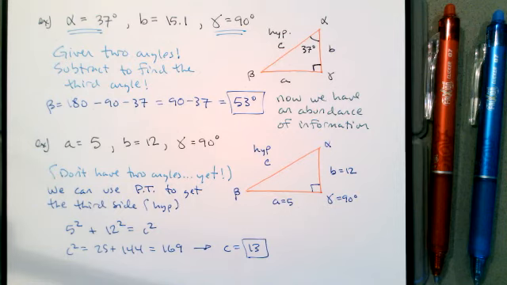Now we have an abundance of information. Well, we didn't have to do the angle thing first, but now we have an abundance of information, and so now we have a choice. In this case, we can use any of the three sides. For alpha and beta, we have an opposite, adjacent, and now the hypotenuse.